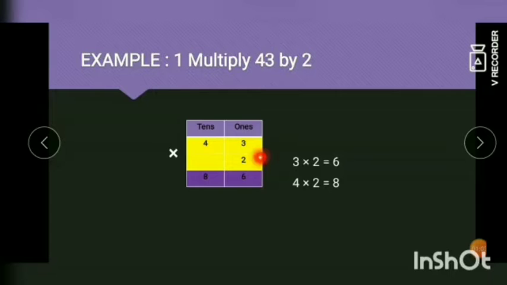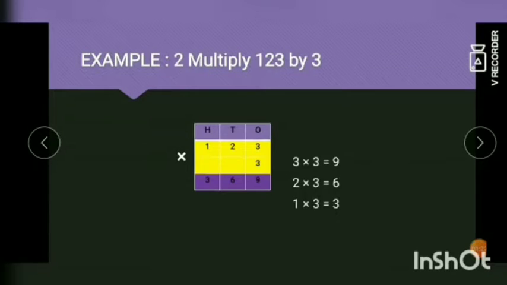Next we multiply 2 by 4. So 2 4s are 8. So we write the number 8 in the tens place. So 43 multiplied by 2 equal to 86. Next we see another example.